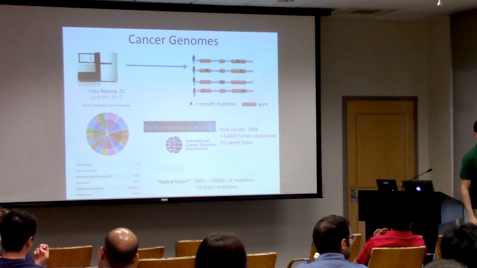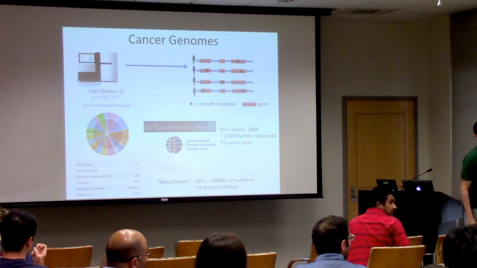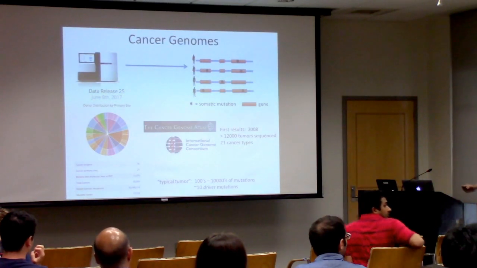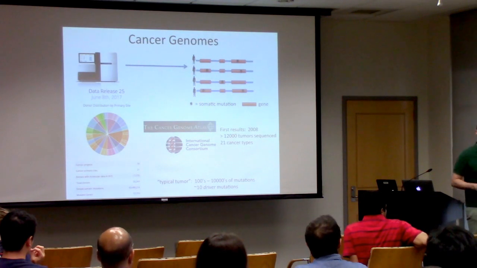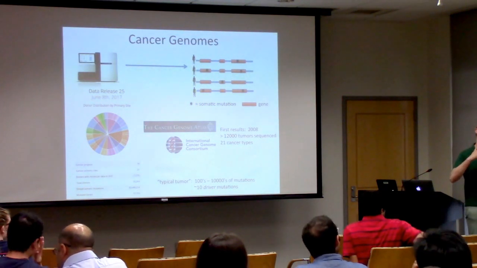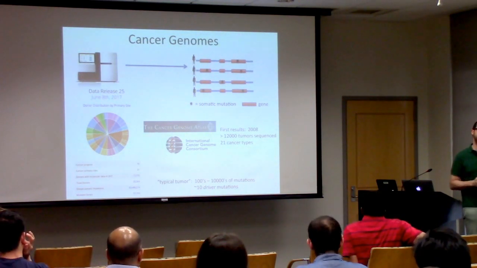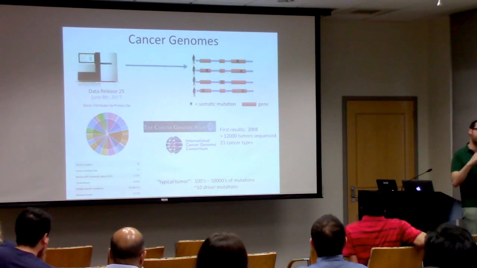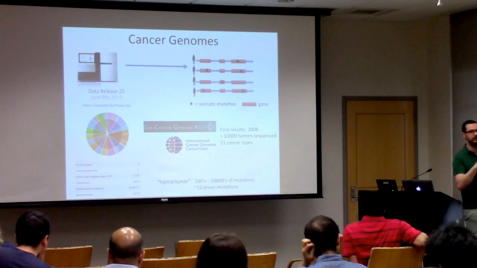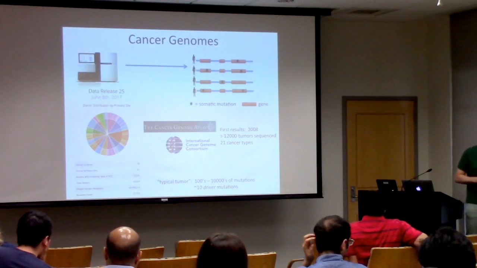Yes? When you say somatic mutations, you mean the difference between the tumor and a healthy tissue, or the difference between the tumor and the reference genome? That's a great question. It's the difference of the tumor to the healthy tissue. Usually it's the difference between what you measure in the tumor sample and the blood, for example, that is used as the standard normal tissue for the patient.